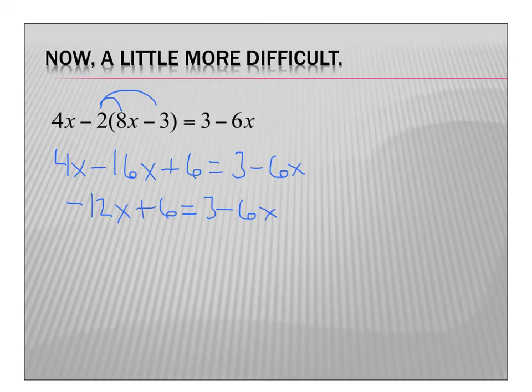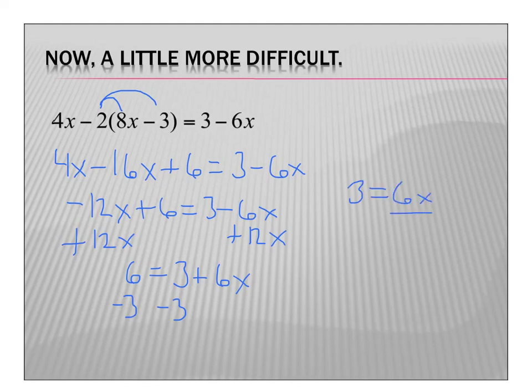Now, I want to get my x's on one side, my numbers on the other. Well, I see that if I add 12x to both sides, this is going to give me x being positive, and I like positive numbers. So we'll add 12x to both sides, and I'm left with 6 equals 3 plus 6x, because negative 6 plus 12 gives me positive 6. Now I can subtract 3 because it's positive 3 and I want to undo that, so I subtract 3 and I get 3 equals 6x. And lastly, I'll divide by 6 and I get x equals 3 over 6, which reduces to 1/2. Not too bad. We end up with a fraction for our answer, but it's not too bad.